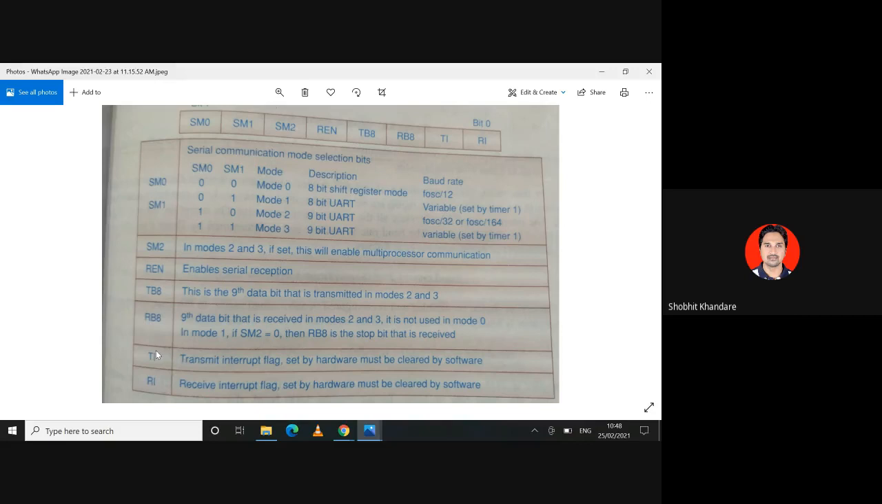Similarly here, TI. So what is a TI? This is a transmit interrupt flag, set by hardware and must be cleared by the software. So this gives an indication that your 1 byte of data is transmitted through the TXD pin. Okay. So this is set by the hardware at the end of the 8th bit. So first bit, second bit, third bit, fourth bit, up to the 8th bit, which is the last bit.